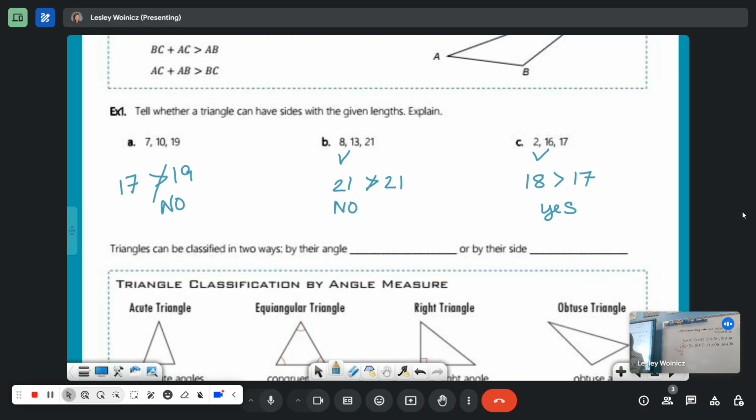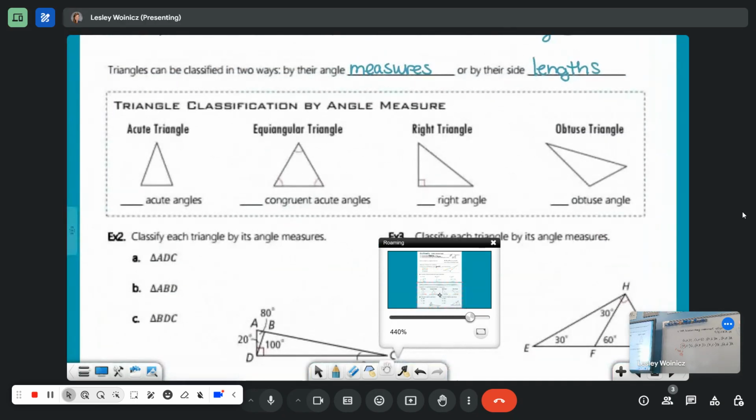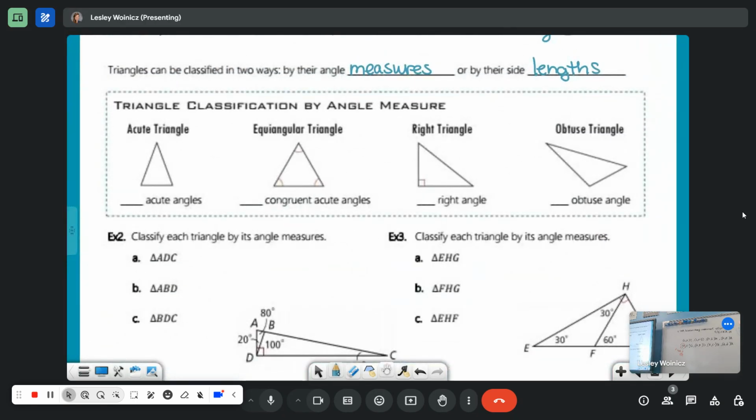All right, triangles can be classified in 2 ways, by their angle measures or by their side lengths. Not by their hairdos. It's not a thing. Triangles don't have that. All right, in order to be acute, all of the angles have to be acute.